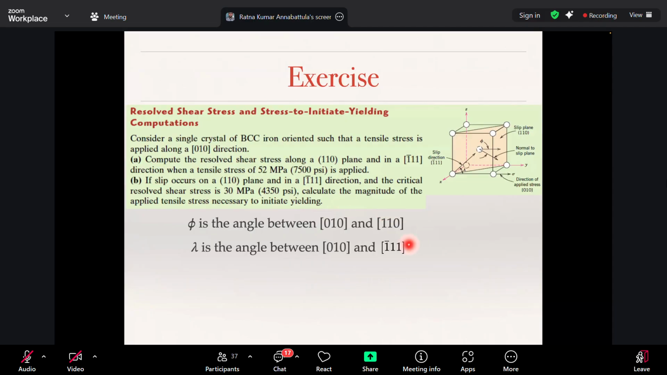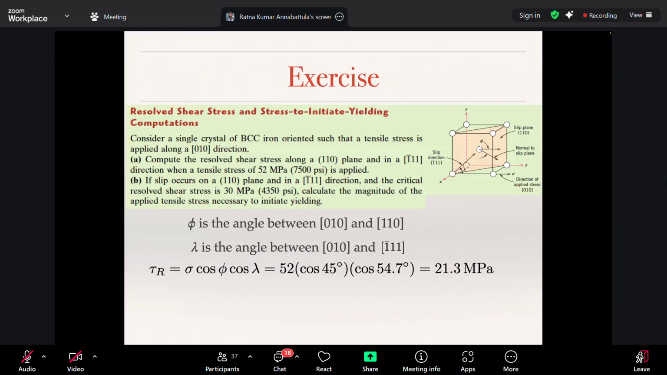And lambda is the angle between the loading axis and the slip direction. This is the normal to the slip plane, and this is the slip direction. So we have calculated those angles, cos 45 and cos 54.7, and then we calculated the resolved shear stress to be 21.3 MPa. All right.